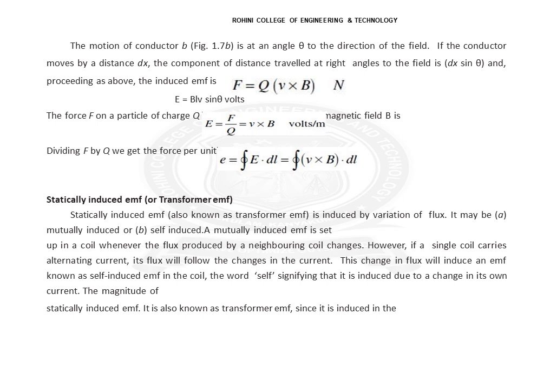Statically induced EMF or transformer EMF. The statically induced EMF is induced by variation of flux. It may be mutually induced or self-induced EMF. A mutually induced EMF is set up in a coil whenever the flux produced by a neighboring coil changes. Similarly, a single coil carries alternating current, so the flux linking it will change with the change in the current.